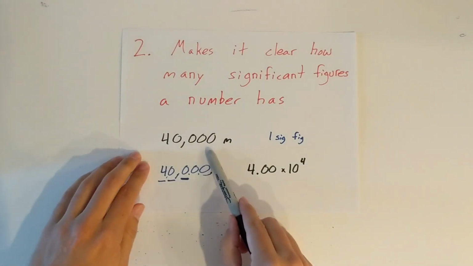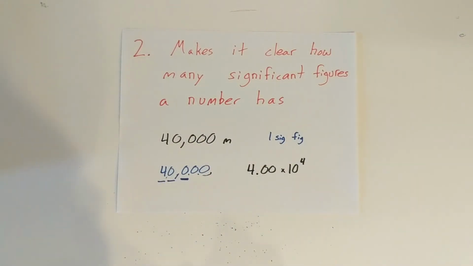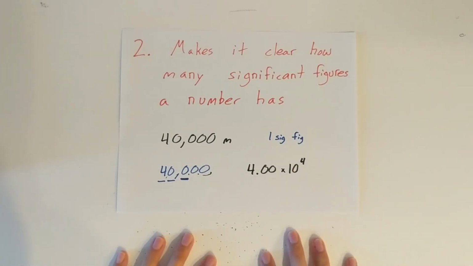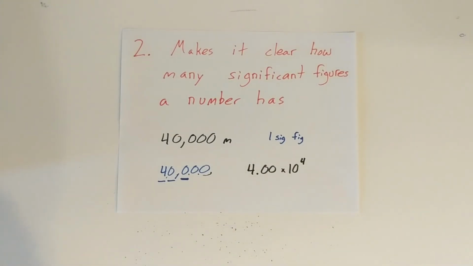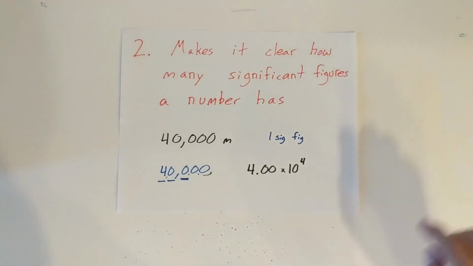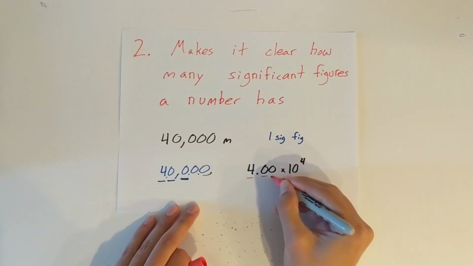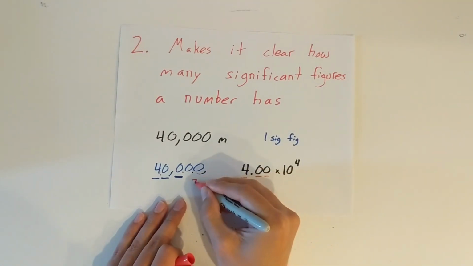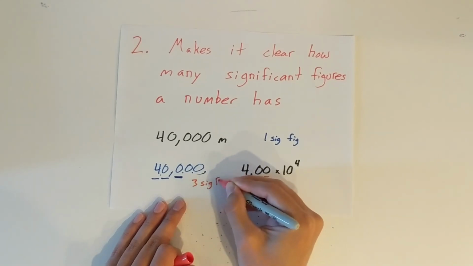Otherwise, when we just write it out as 40,000, it looks like our tool was very imprecise and it only has one significant figure. So that is another reason why scientists use scientific notation when writing their measurements, because it's very clear to see how many significant figures are in your measurement.